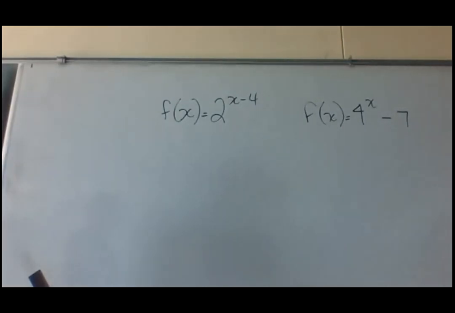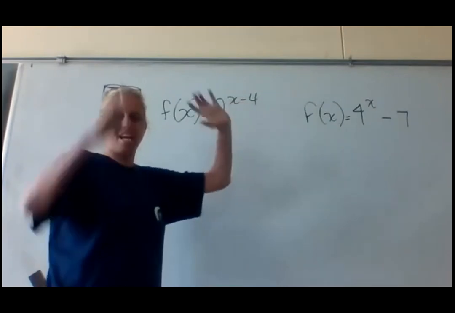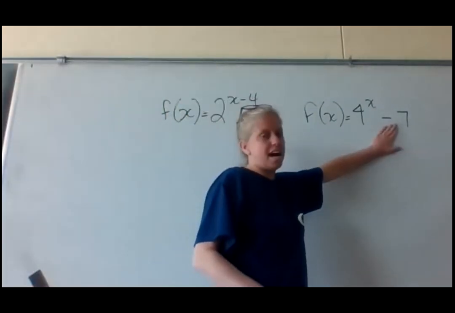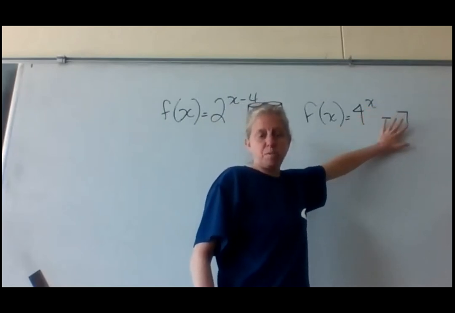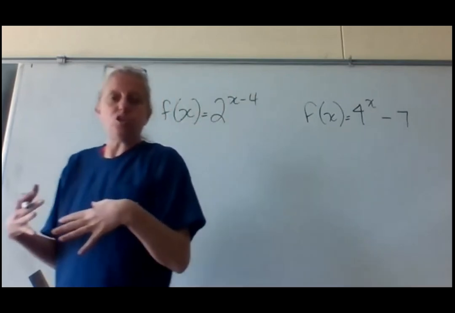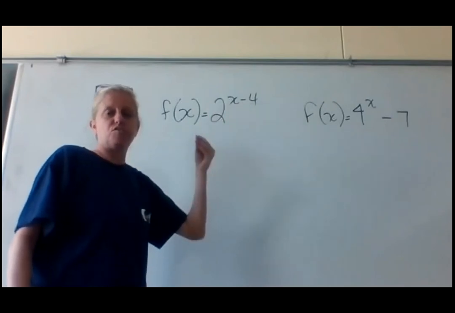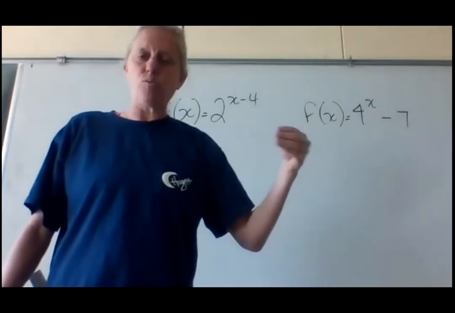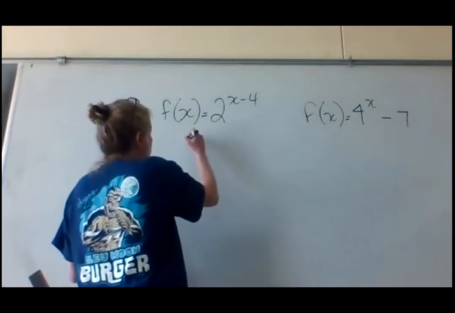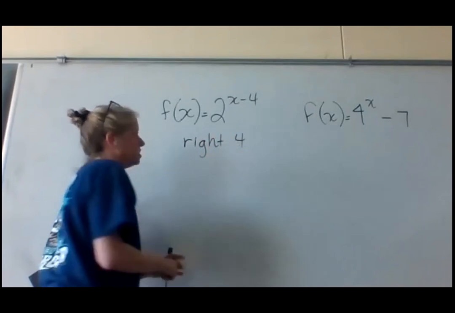So the difference in these is the shift. This is an inside number, inside the exponent. This is an outside number. It's not up in the exponent, it's outside of what's happening here, which means they do different things. Remember, inside shifts you horizontally, so left or right, but opposite the sign, right? So this minus 4 is actually going to shift this exponential graph to the right 4.